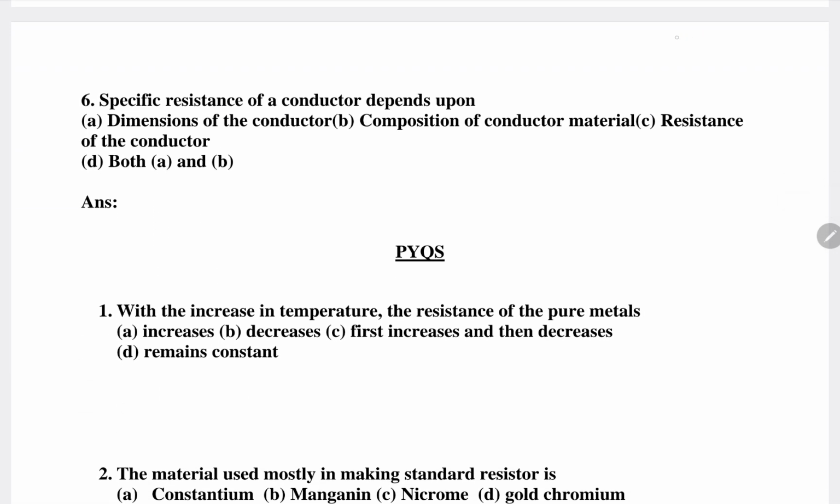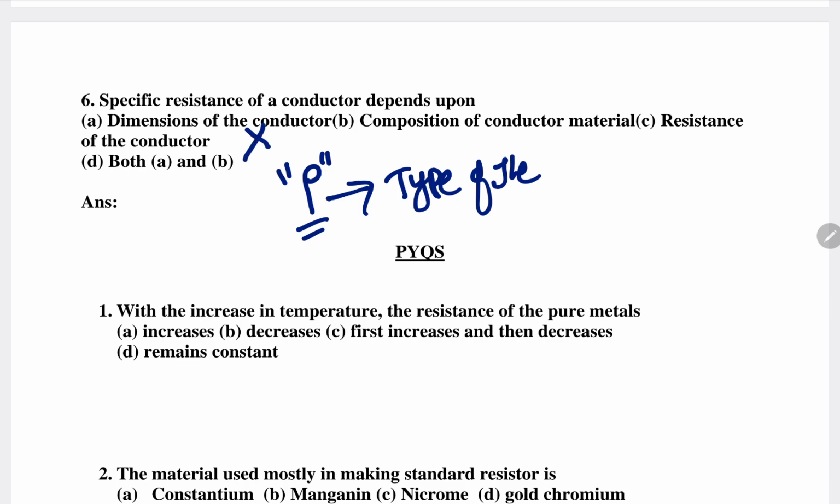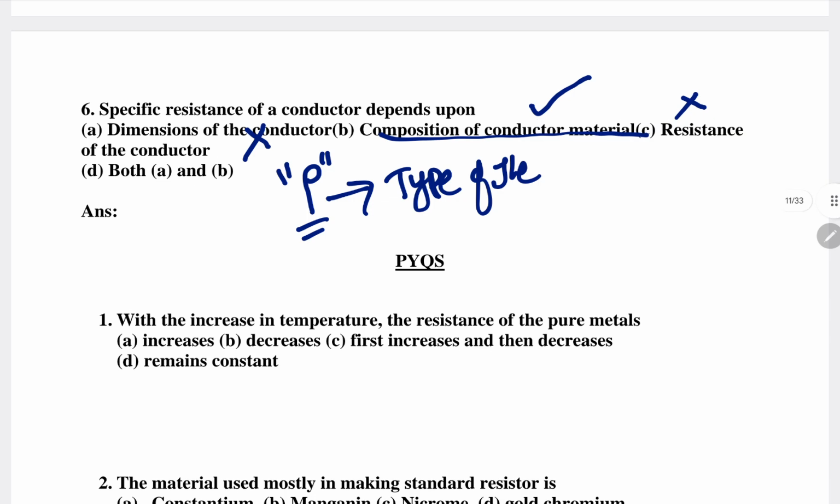Next, specific resistance of a material, that is rho. It depends upon the type of the material. Here, what options are given? Dimensions of the conductor? No, it does not depend on the dimensions of the conductor. Composition of the conductor, that means the type of the material. This is correct. So specific resistance depends upon the composition of the conductor.